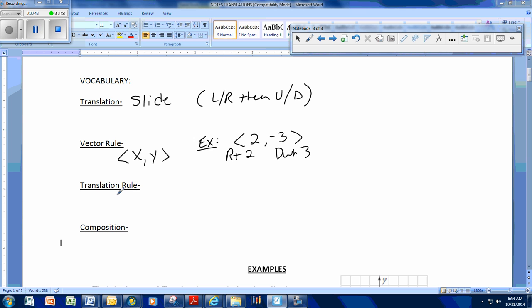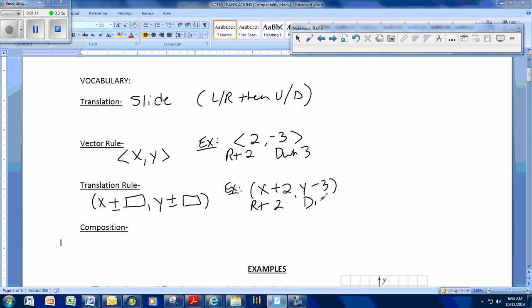Next, we have a translation rule. Regular rule looks like this. It'll be x plus a number, comma, y plus a number. Actually, these also could be minuses. For example, we have x plus 2 and y minus 3. That would be the same rule as before, so it would be right 2 and down 3.